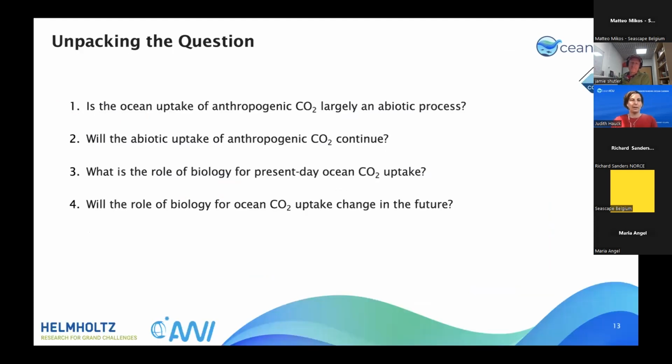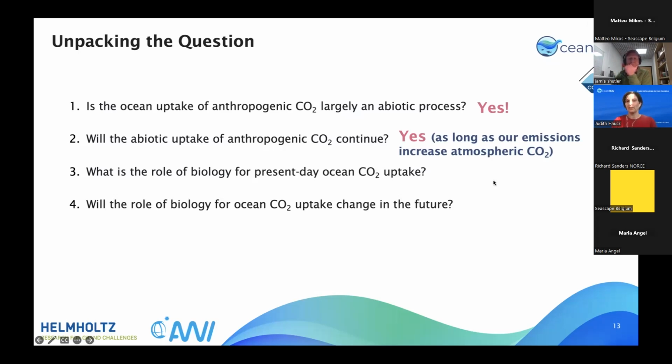So to wrap up, looking at the first question again, is the ocean uptake of anthropogenic CO2 largely an abiotic process? Yes, absolutely. Will the abiotic uptake of anthropogenic CO2 continue? Yes, at least as long as our emissions lead to an increase in atmospheric CO2. We may come to a very different state after peak emissions or in different emission scenarios.